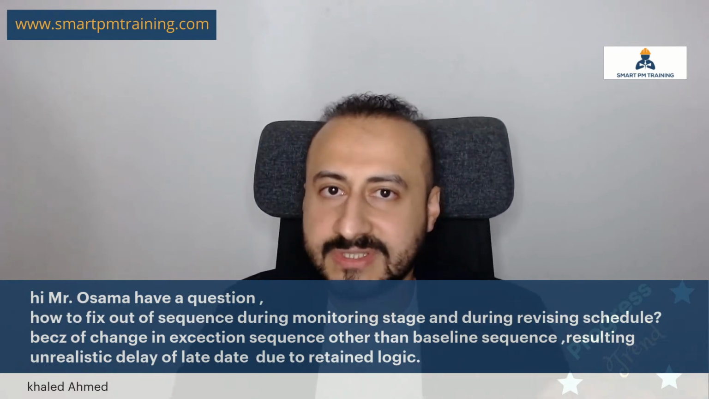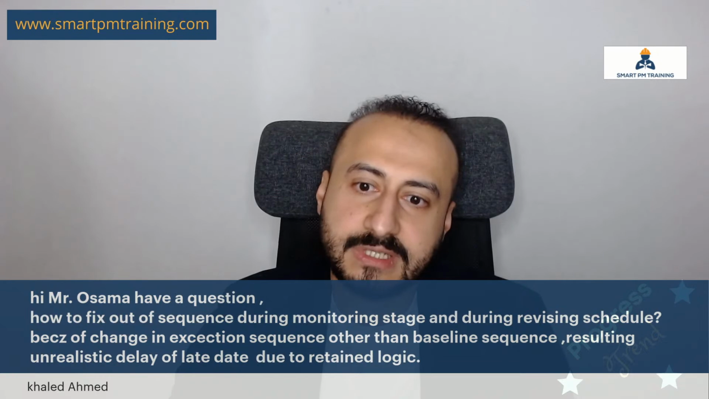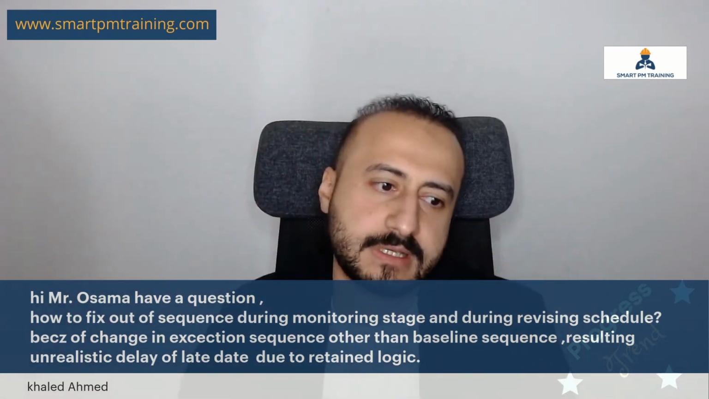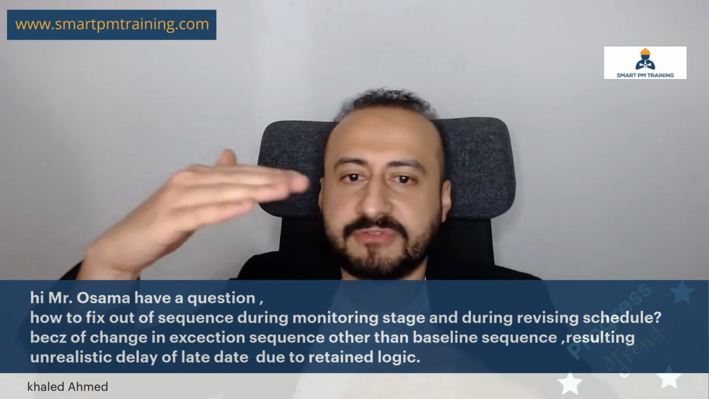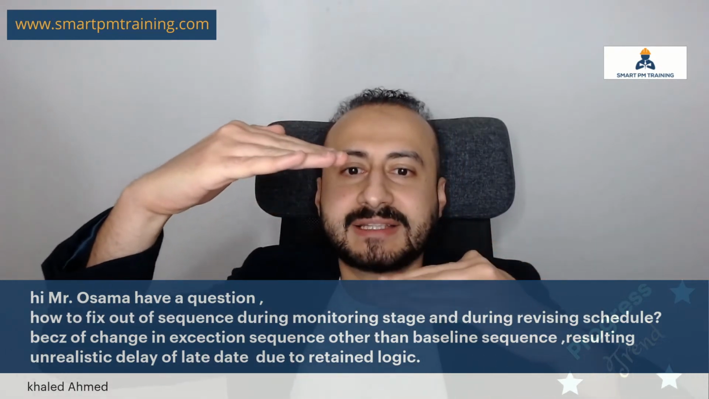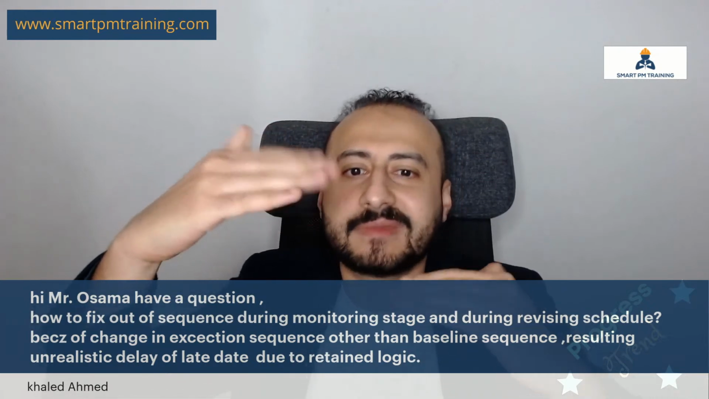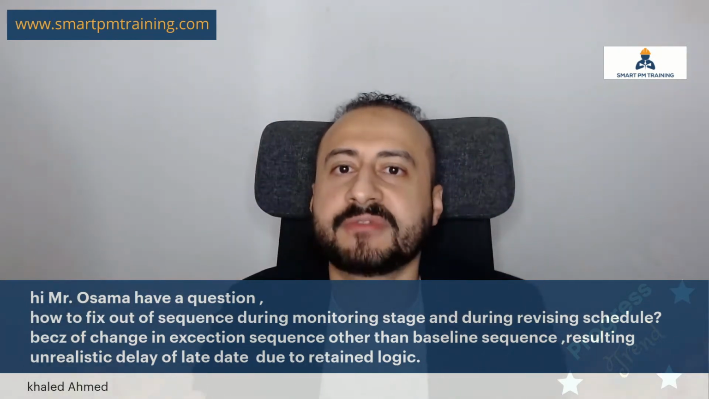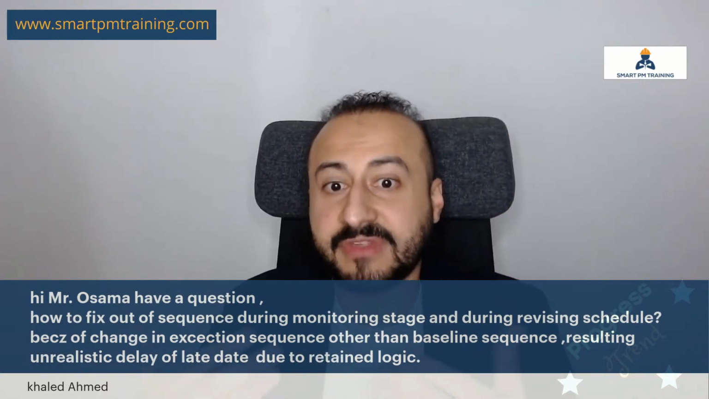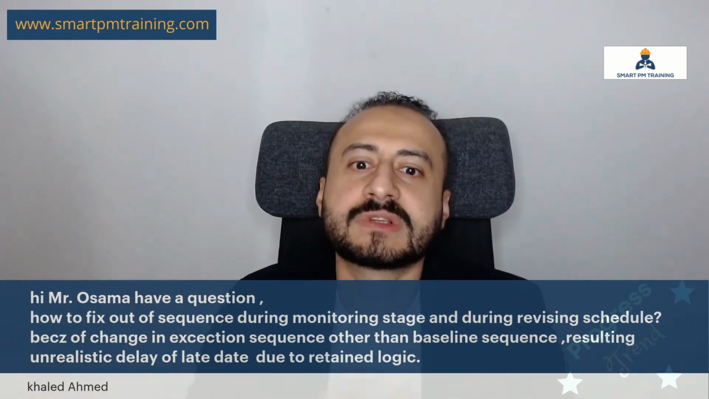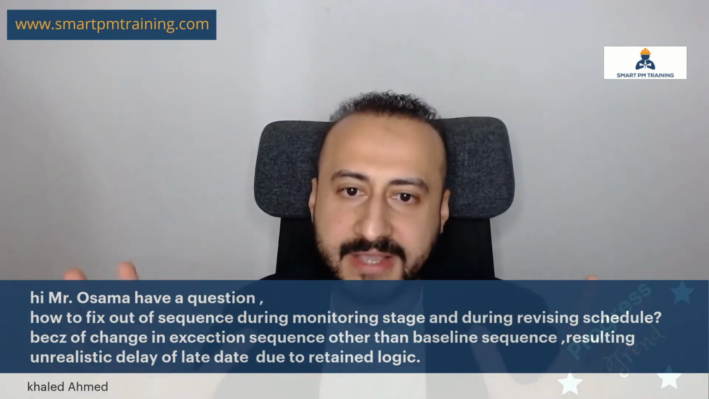Sometimes it's okay to keep the out of sequence if the logic does, because for example, if you have finished to start relationship and both activities are progressing at the same time, that's out of sequence according to Primavera. But if the logic is correct, you can keep it. It's okay to have a healthy out of sequence, which will produce accurate results.